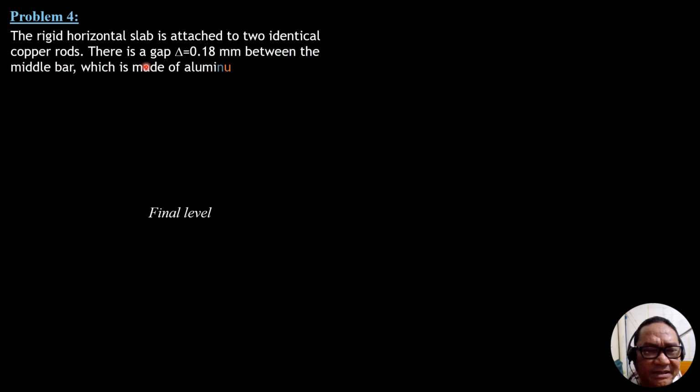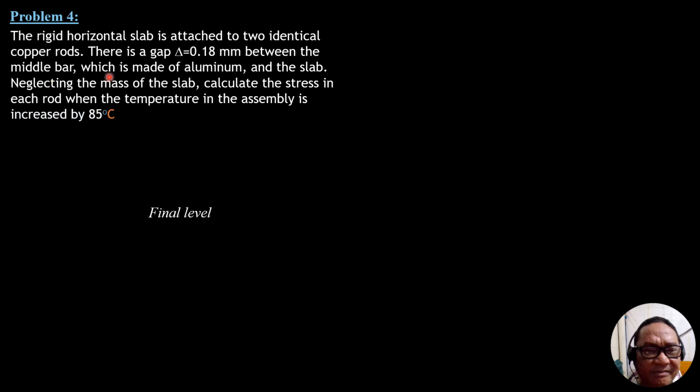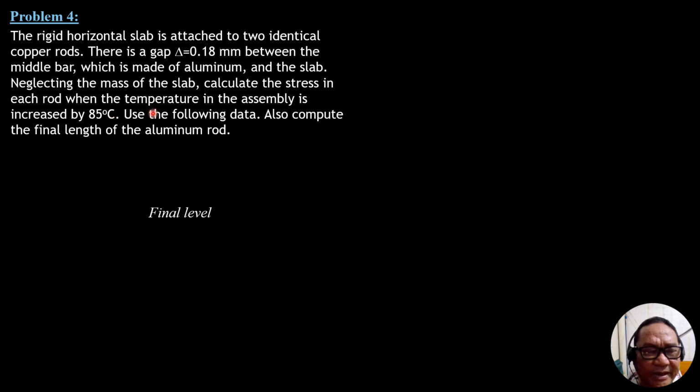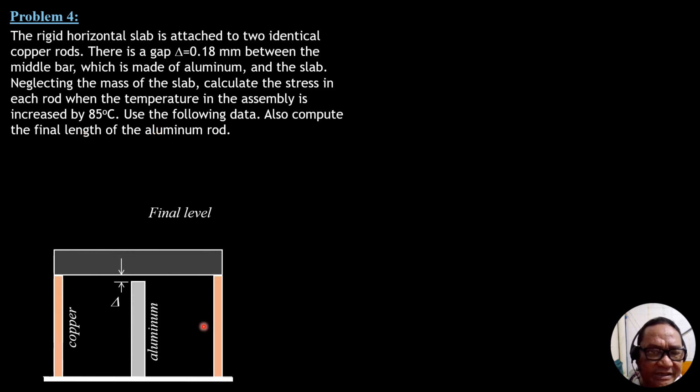Problem 4. The rigid horizontal slab is attached to two identical copper rods. There is a gap delta of 0.18 mm between the middle bar, which is made of aluminum, and the slab. Neglecting the mass of the slab, calculate the stress in each rod when the temperature in the assembly is increased by 85 degrees Celsius. Use the following data. Also compute the final length of the aluminum rod. So this is the given figure, and the length of each copper rod is 750 mm.